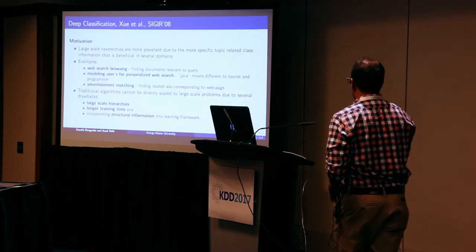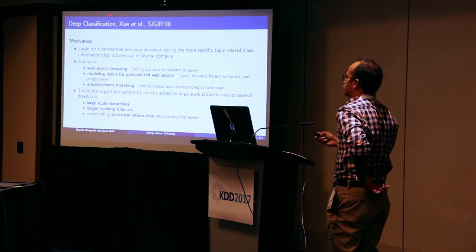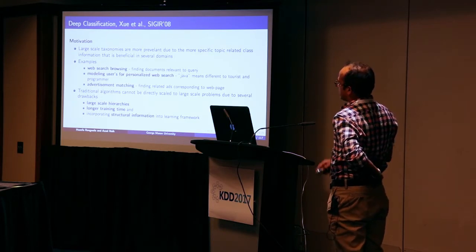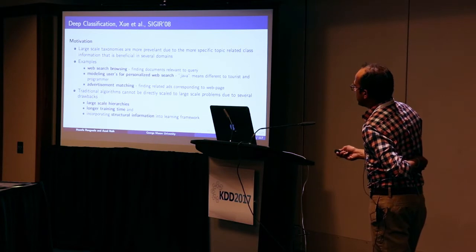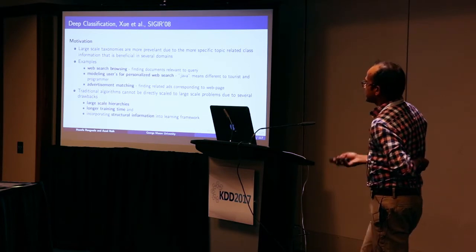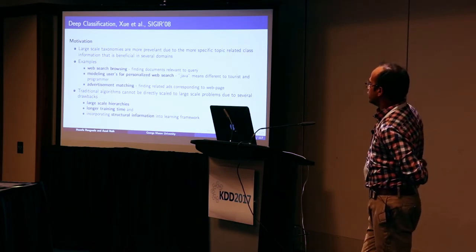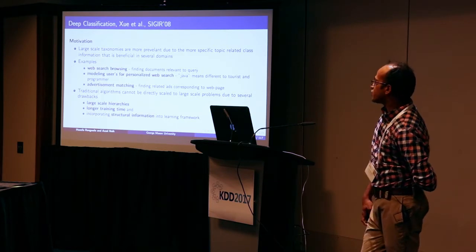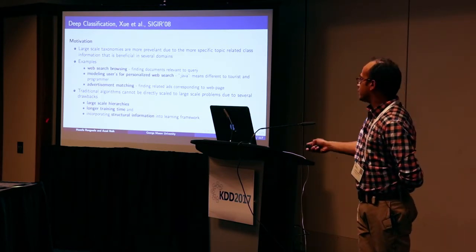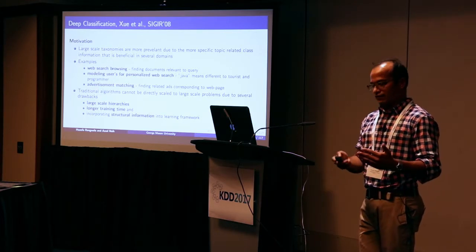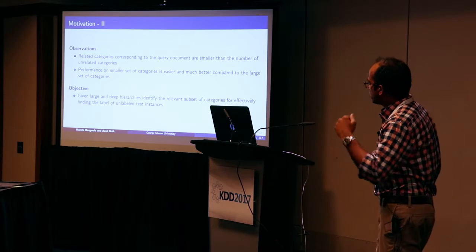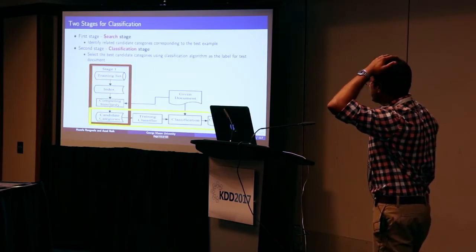So this was the work called deep classification by Xu et al. at SIG-IR, and essentially the key idea is similar, that these large-scale taxonomies are prevalent due to more specific topic class-related information, and the traditional algorithms for hierarchical classification may not apply, so they follow a very simple approach, which, I'll tell you how the approach works.